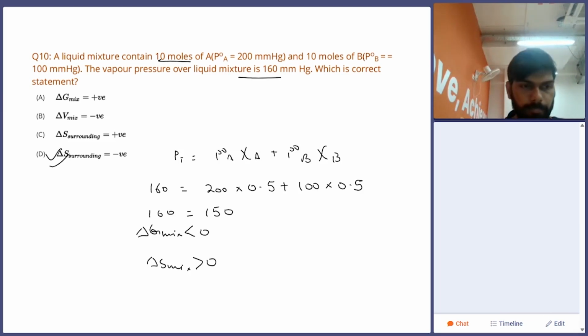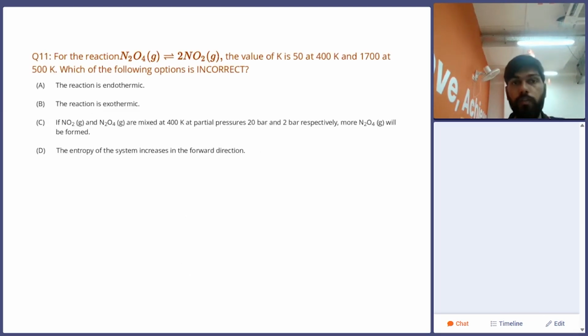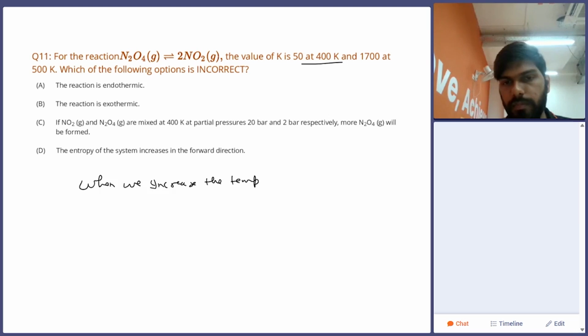Next, for the reaction N2O4 to NO2, the value of K is 50 at 400 and 700 at 500. Which of the following is incorrect? See, when we increase the temperature, in which direction does the reaction move? The reaction moves in the forward direction, which means it is an endothermic process. So this one is correct.